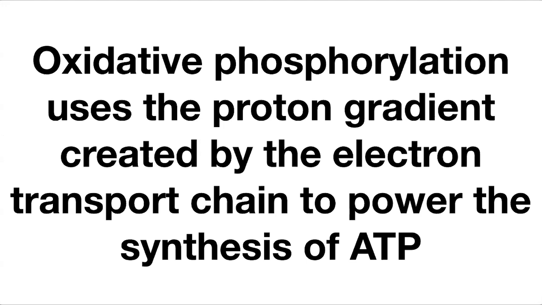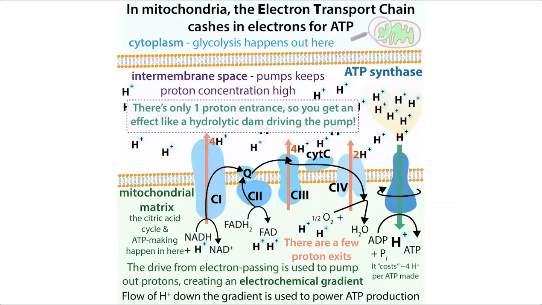In our last lesson, we talked about how a variety of different fuel sources could be broken down through a series of oxidation reactions, with the electrons from those fuel sources passed on to NADH and FADH2, which could take those electrons into the electron transport chain.